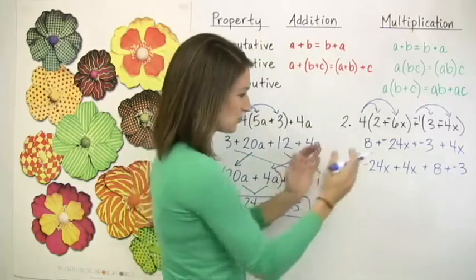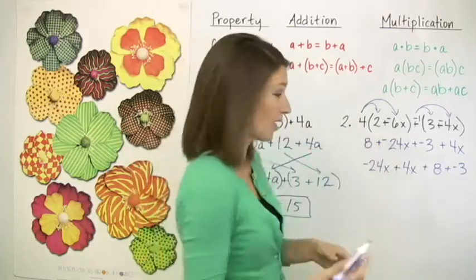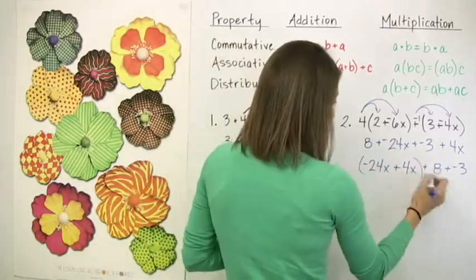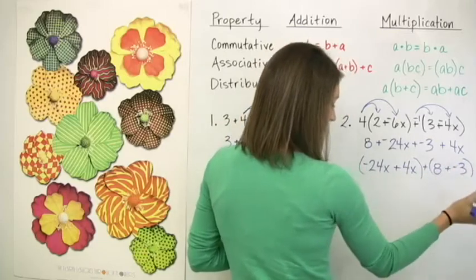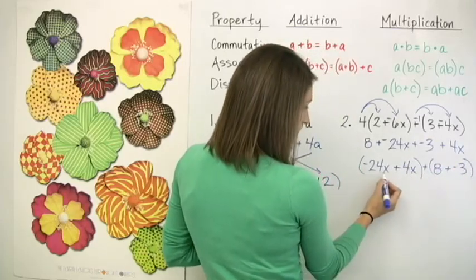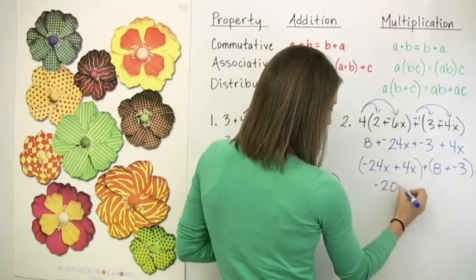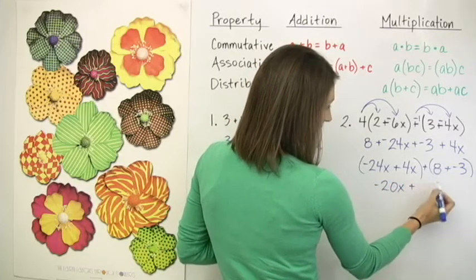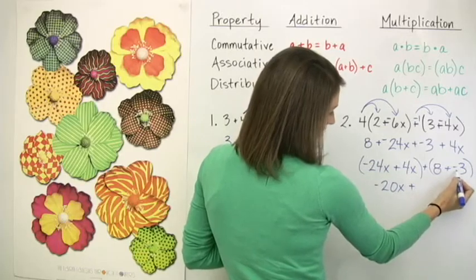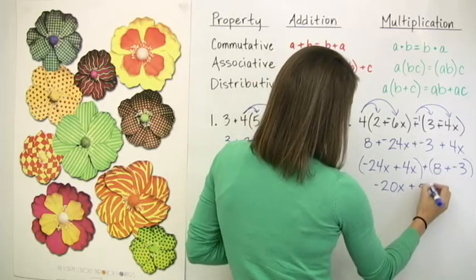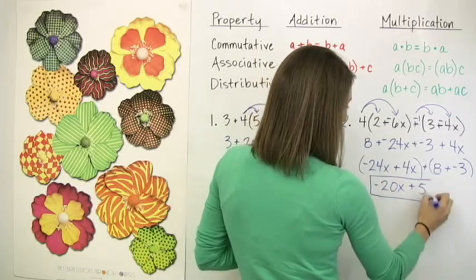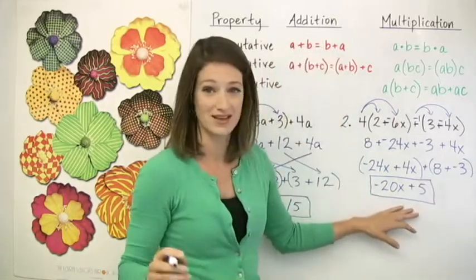So now let's group these using our associative property. So we're going to add this sum and this sum. So negative 24x plus 4x gives us negative 20x. And then we're going to add 8 plus negative 3, which is 5. So this is our final answer for our second problem, negative 20x plus 5.